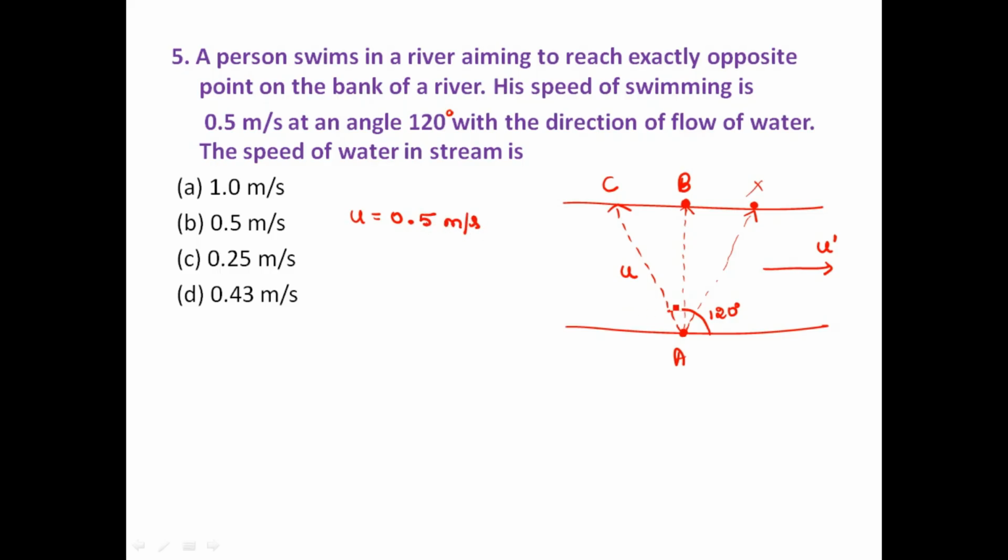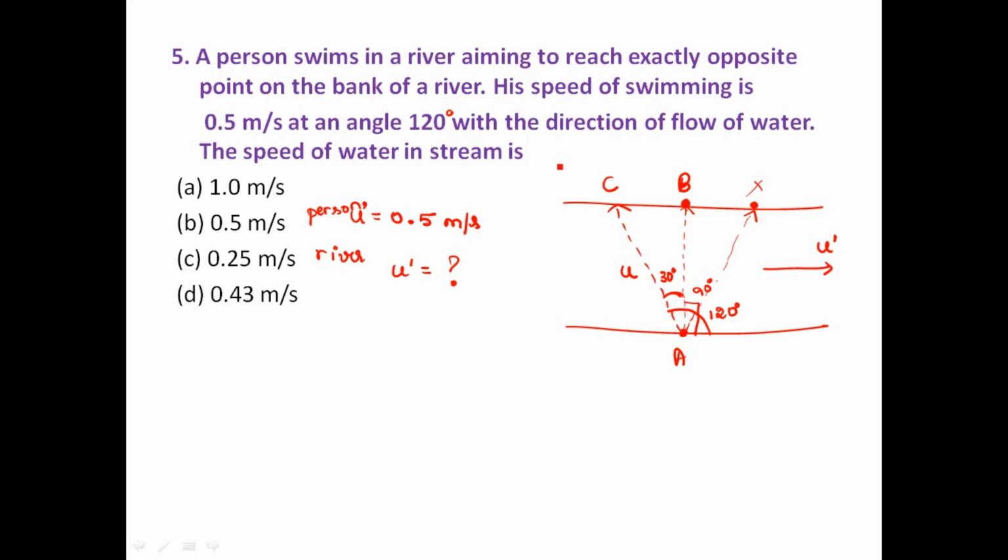What about the angle that he needs to make with the direction in which he has to actually swim? He should make an angle of 30 degree. Why? Because this angle is 90 degree, and 120 minus 90 is 30 degree, right? So what is the speed at which the river is flowing? The person is swimming with the velocity of u, the river is flowing with the velocity of u dash. This is what we have to find.